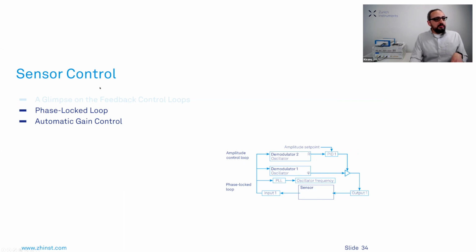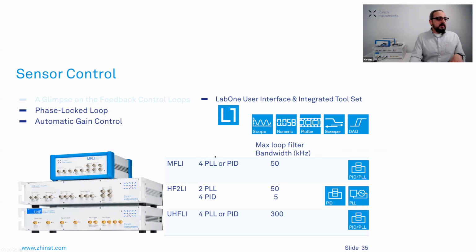For the sensor control part, as I described, we will close a phase lock loop, PLL, and then on top, we will close another PID controller to set the resonator's amplitude to a constant level. This is also referred to as automatic gain control. So we will do this automatic gain control scheme. Again, we can do this operation with all these three instruments.